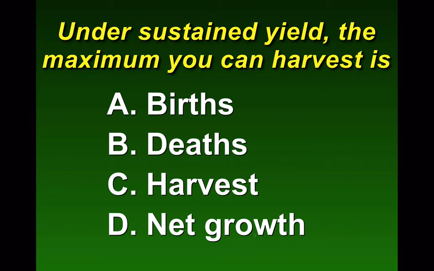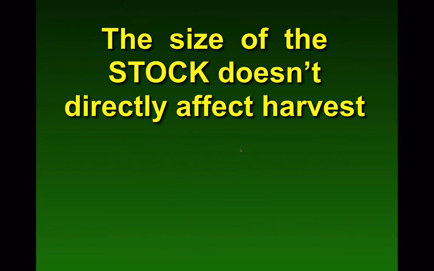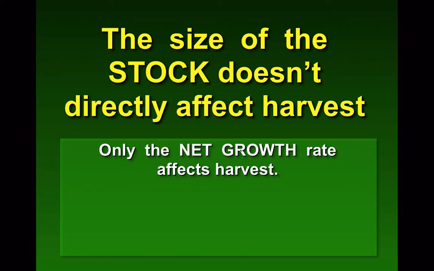The maximum you can harvest is net growth, because you want to take births minus deaths, inputs minus outputs. So does the stock enter the sustained yield equation? You know, we had that tank in the middle of the model. Now, that was the stock or the population. Is it in the sustained yield equation? Have we put it in there? The answer is no. The stock or the population does not enter the sustained yield equation. So the size of the stock doesn't directly affect the harvest. Only the net growth rate affects the harvest in this model.